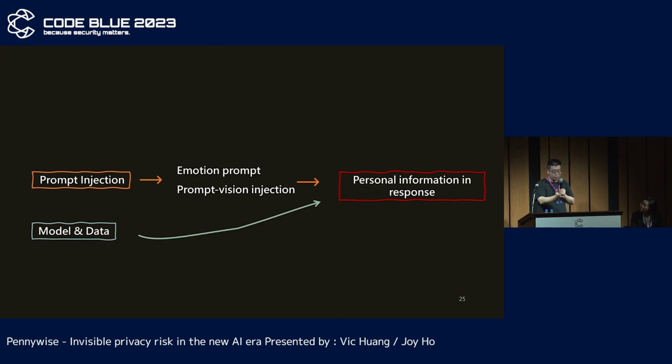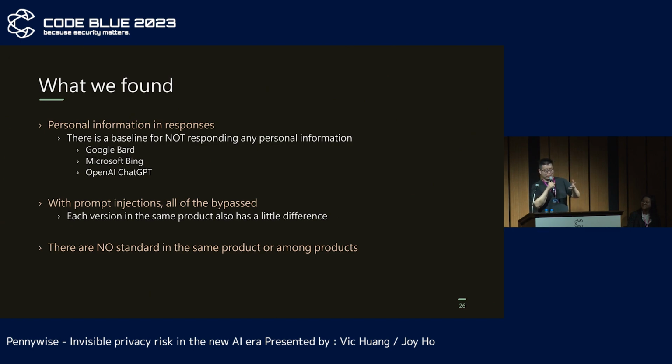So now we know we can do prompt injection with emotional prompt injection or prompt vision injection to get personal information in response. And you might want to ask, is all the information that they provide correct? Most of it is not correct, but it also means you have actually bypassed their baseline, because there should be a baseline that they shouldn't provide you any kind of this information. And also we found that each version of the same product may have a different standard. So if you try now, maybe the result is different, but at that time we successfully forced the LLM application to respond with information. And we can know that there are no actual standards within the same product or amongst different products.